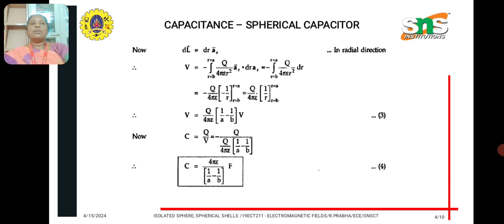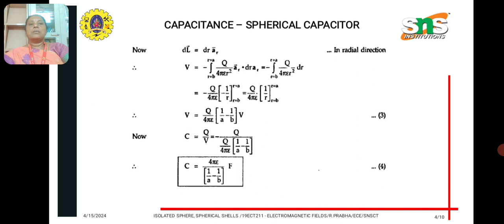Here Q by 4 pi epsilon is a constant, so it is taken outside of the integration. The integral value is the integral from r equal to B to A of 1 by r squared dr. We know that the integration of 1 by r squared dr is minus 1 by r, and the limits are substituted: the upper limit A and the lower limit B. So we get the potential difference equation V equals Q by 4 pi epsilon times 1 by A minus 1 by B volts. Now we can easily get the capacitance formula by dividing the charge Q by the potential difference V.